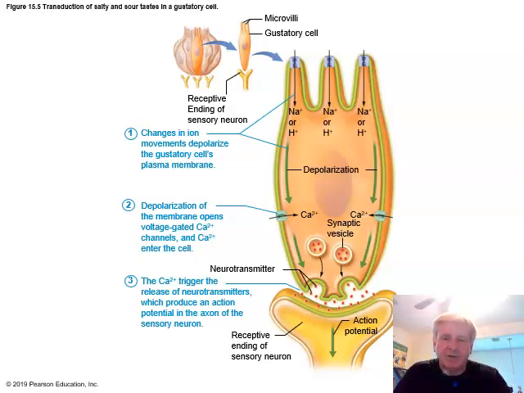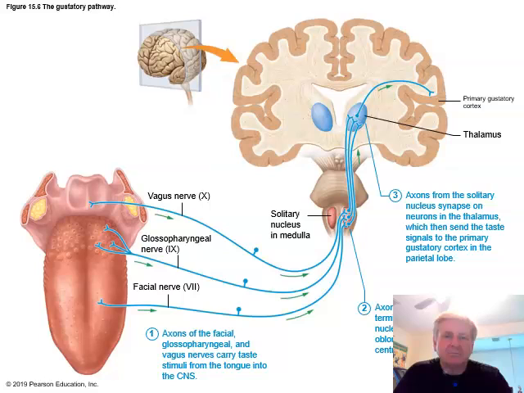These are the receptive endings of the sensory neurons in that figure 15.5. And this is your gustatory pathway. It shows you first the axons. There are 3 nerves that carry taste. Number 10, the vagus. Number 9, the glossopharyngeal, innervates the posterior third of the tongue. And the facial nerve innervates taste on the anterior 2/3 of the tongue. Remember, that's where your fungiform papillae are located.